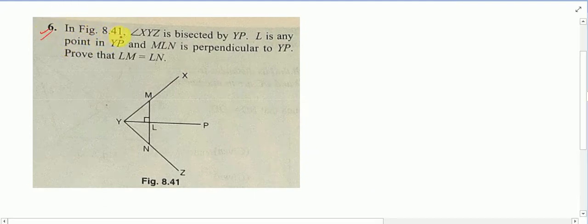In figure 8.41, angle XYZ, okay, this whole angle is bisected by YP. So this YP is bisecting this whole angle. Let's say this whole angle is 60, then this will be 30 and this will be also 30. Okay, then L is any point in YP and MLN is perpendicular to YP. So this is 90 degrees, okay, and this is a straight line, so obviously this will also be 90 degrees.